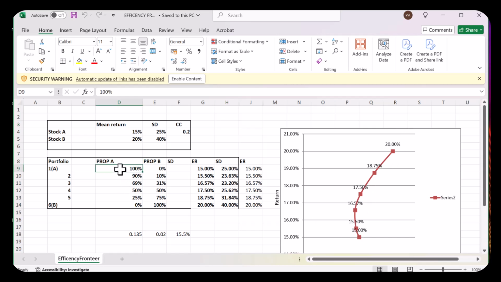Suppose you take 100% of stock A and 0% of stock B. So what is the return? 15% and risk is 25%. Is that okay? Your return is 15%, the risk is as it is, for A.